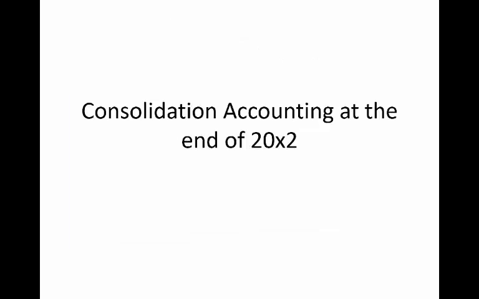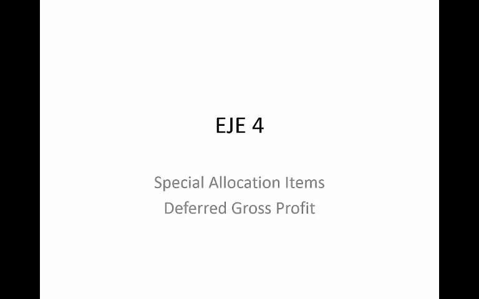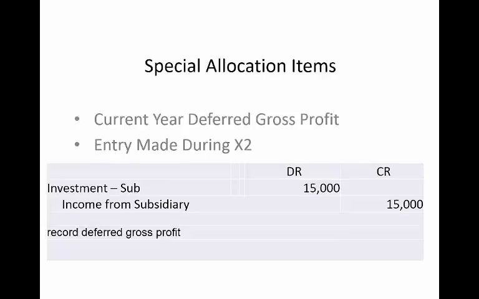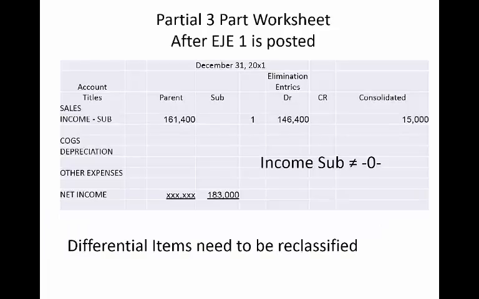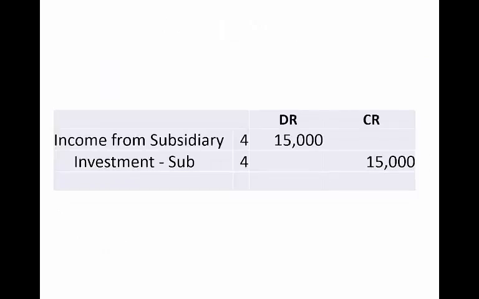Let's look at the consolidation accounting at the end of X2. Let's pick up with our equity method entry, our deferred gross profit. What did we do just a second ago? This is the entry we made. If we don't do something with it, we're going to end up with $15,000 in the consolidated income sub-account. So we're going to reverse it out with this entry here. Debit income from sub, credit the investment.